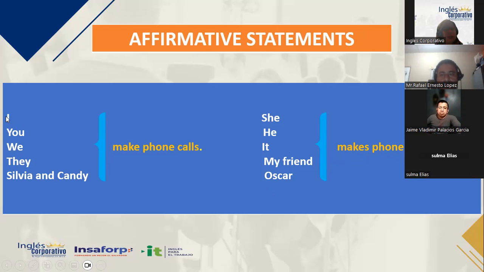Okay, with the first person, second person, and first and third person plural, you use the verb make, no change, right? And when you use the third person singular, she, he, and it, or another noun, like my friend, or a name or person, you use the verb with the S. In this case, you say makes phone calls. Affirmative: subject, verb, complement.